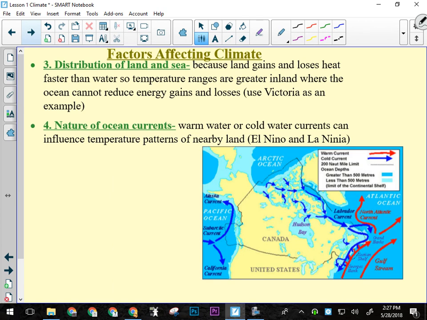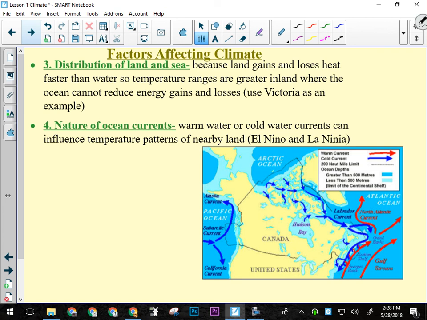All right, distribution of land and sea. The ocean has an incredible ability to regulate and thus affect your climate. Because the ocean is obviously made of water, and water can hold a lot of heat. Because it can hold a lot of heat, it can keep the temperature of an area stabilized. And that's because of the second law of thermodynamics. Energy always flows from hot to cold.